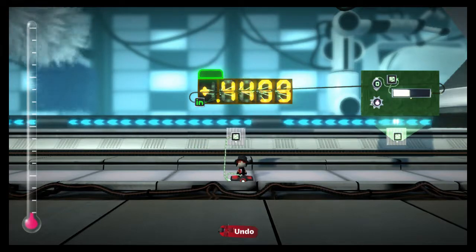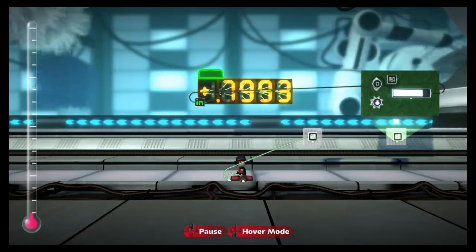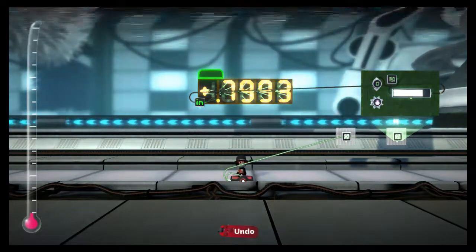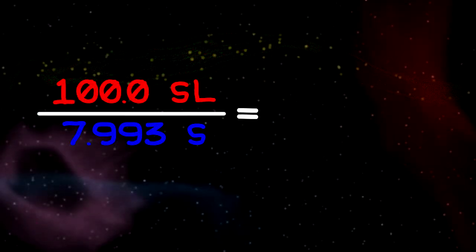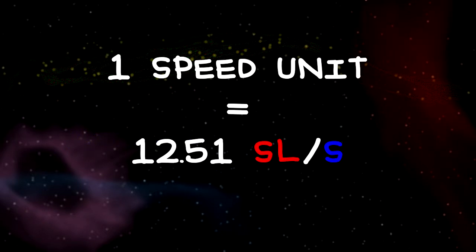The result is a time of 10 seconds times 0.7993, or 7.993 seconds, to cross a distance of 100 lengths. Divide 100 lengths by 7.993 seconds, and we get 12.51 lengths per second, which is the speed of one speed unit in-game. It's not a clean number, unfortunately, but sometimes things just don't work out.